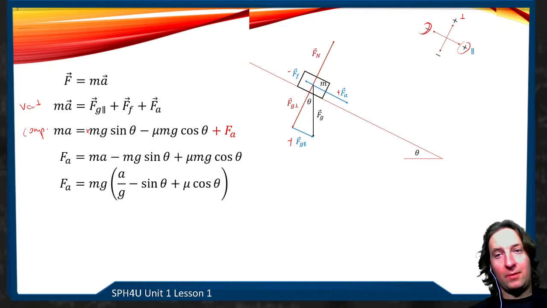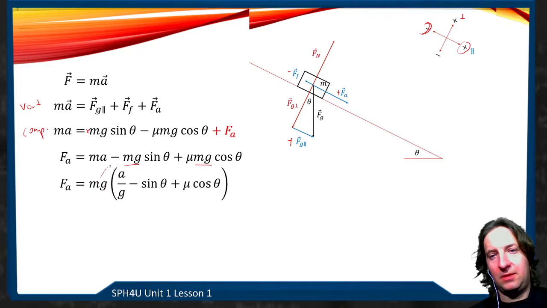I can factor out mg. Mg is in this term, mg is here. And there's no mg here, so when I take mg out of ma, I'm going to be left with a divided by g. Okay, see where that happens? mg times a over g, the g's will cancel, and I'll be left with ma.